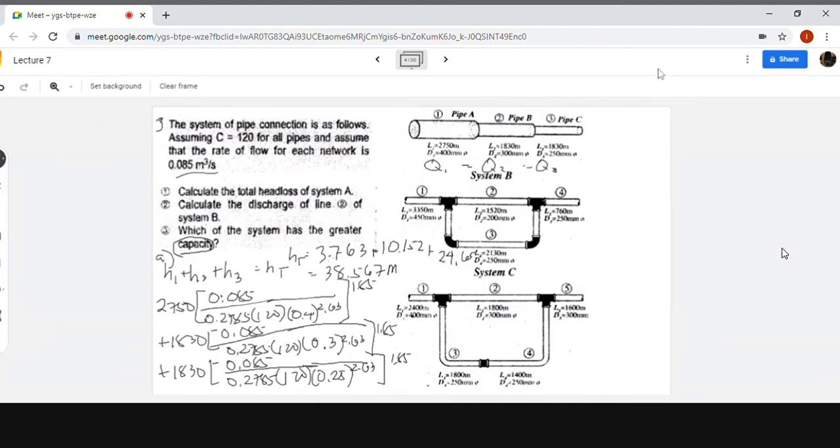Question. We used the principle of pipes in series, where the head loss is simply added and Q1 is equal to Q2 and Q3. Meaning the capacity in pipe A is equal to 0.085. Next, calculate the discharge of line 2 of system B.